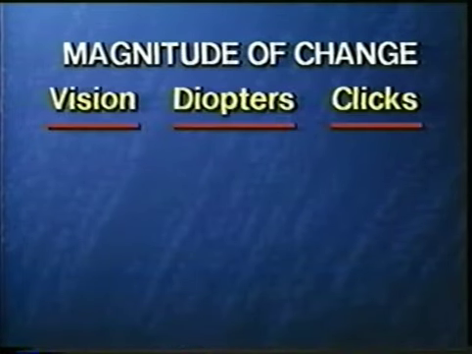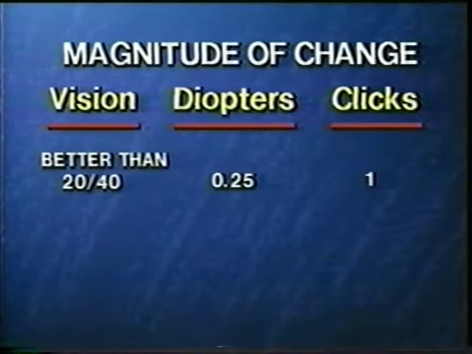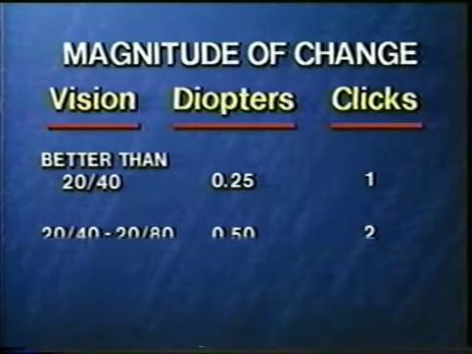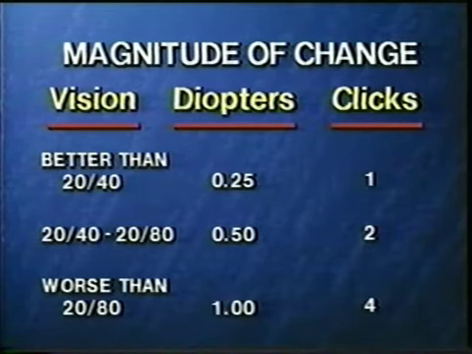How much of a change is made? This depends on the present level of vision. The change must be large enough for the patient to appreciate. With vision better than 20/40, quarter diopter changes are used, corresponding to 1 click of the sphere dial. With vision 20/40 to 20/80, half diopter changes are appropriate, 2 clicks on the dial. With vision worse than 20/80, 1 diopter changes may be necessary.